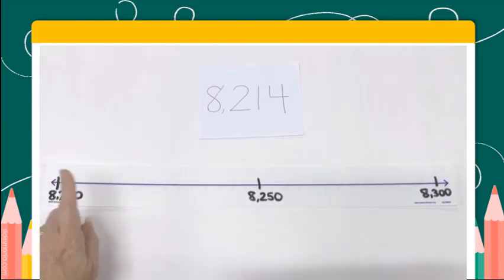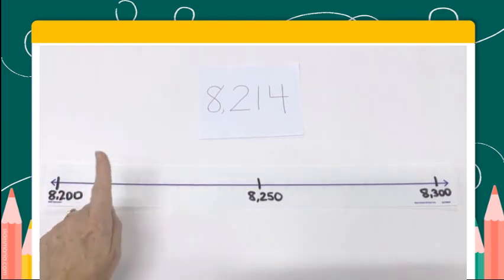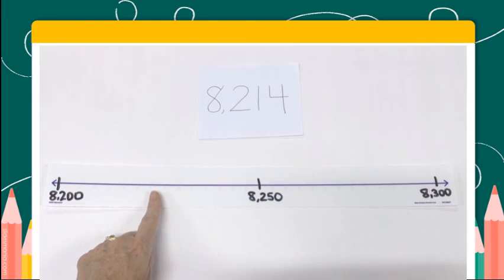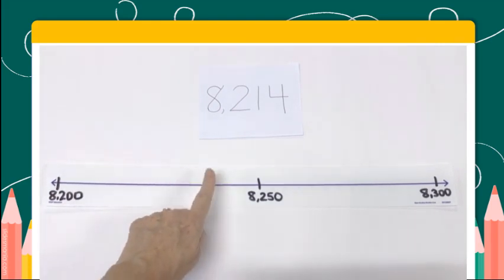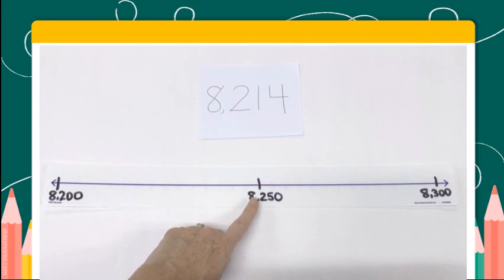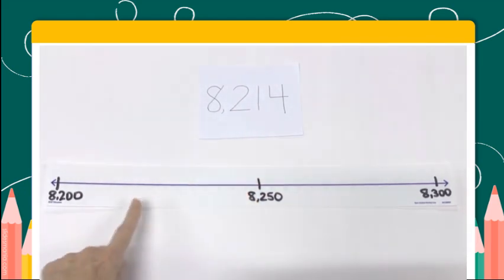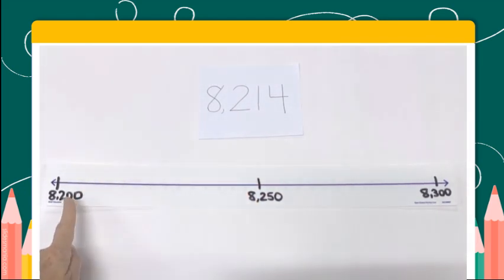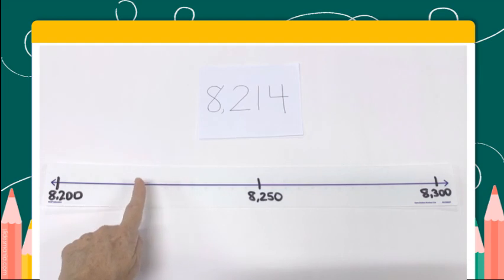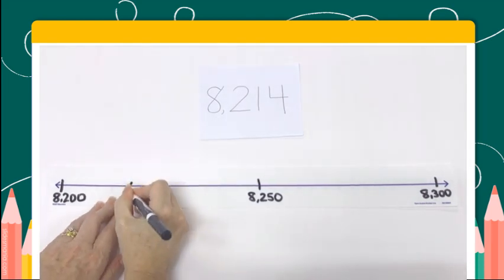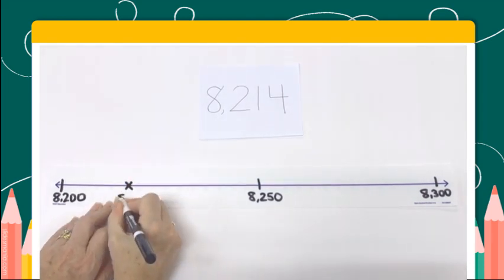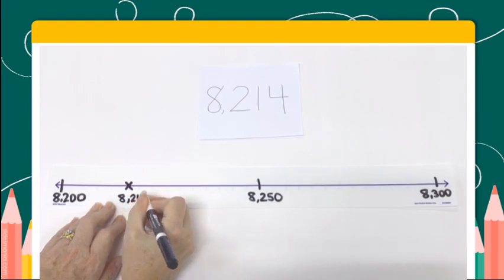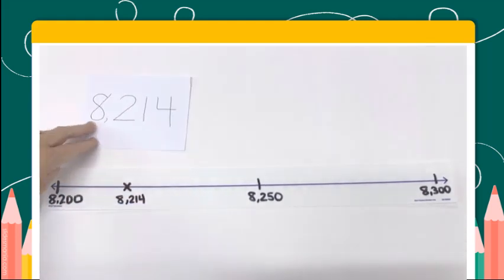So 8,200, 8,210, 8,220, 8,230, 8,240, 8,250. And the 14 is somewhere in here between the 8,210, about right here, and 8,220, about right here. So I'm going to put a little X right there, and we're going to say that's where 8,214 might be. Slide that down.